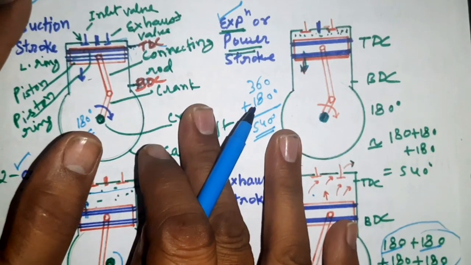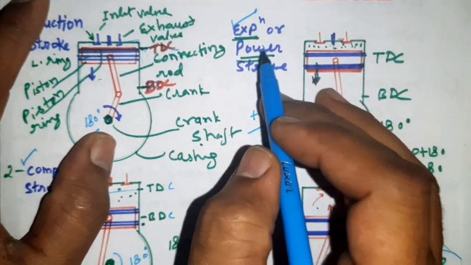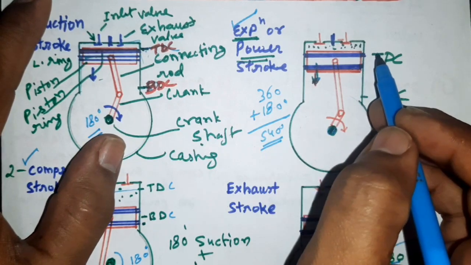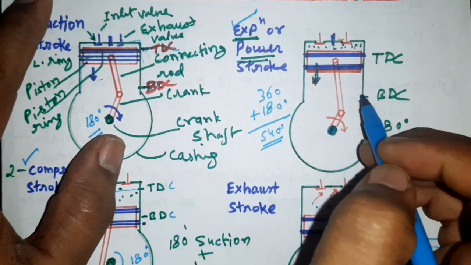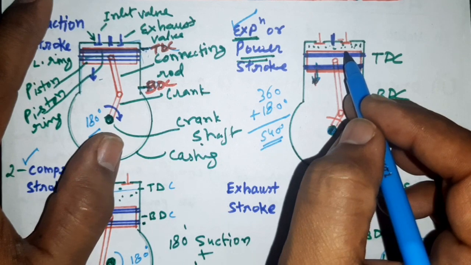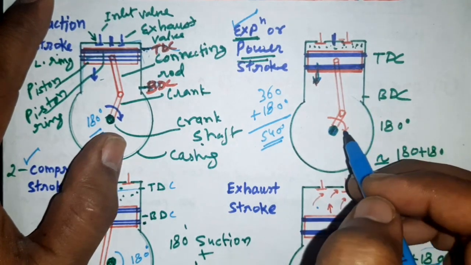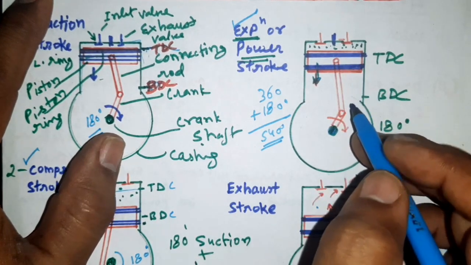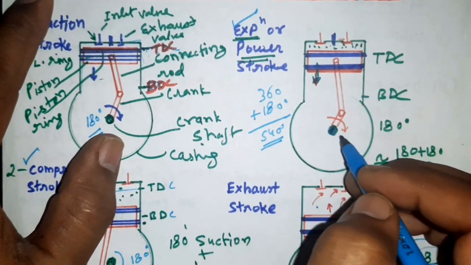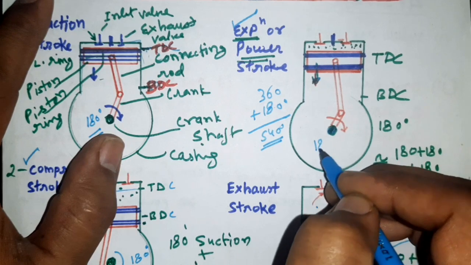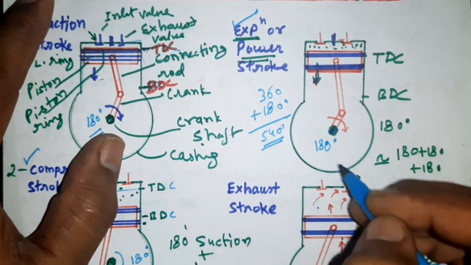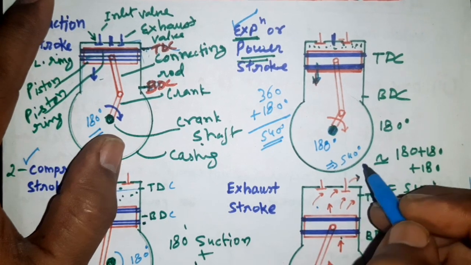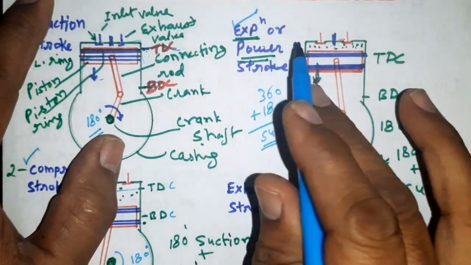In the third, the expansion process, the piston again moves TDC to BDC, and this reciprocating motion is converted on the crankshaft. This will be again 180 degrees. So the total angle will be 540 degrees till the expansion process.